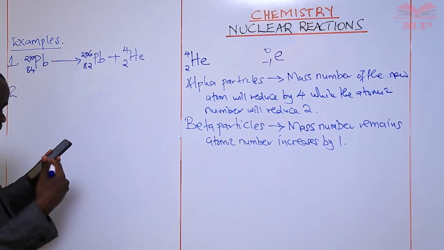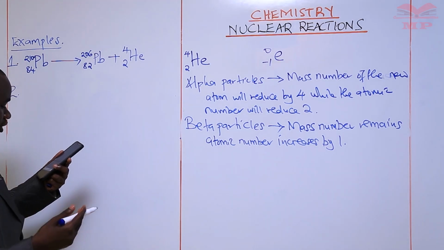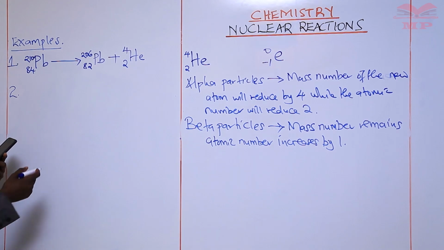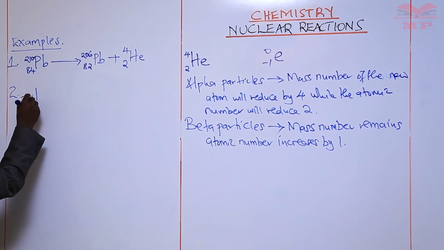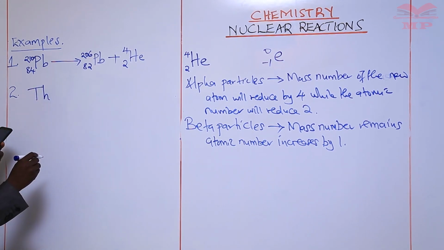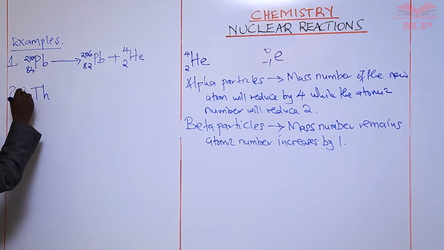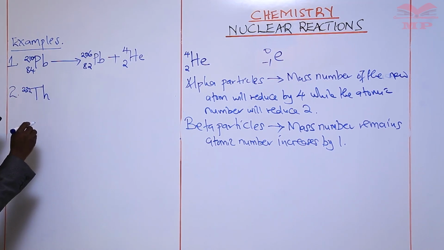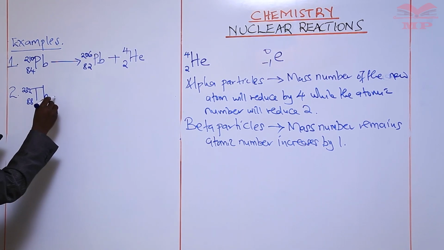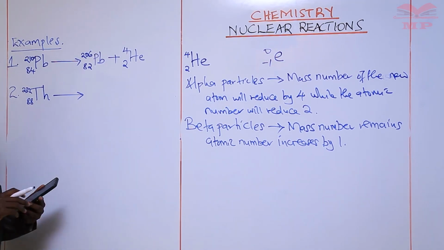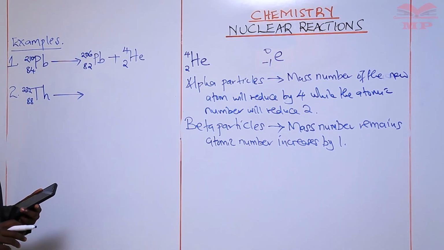Suppose a beta particle is emitted. How will the equation look like? I want us to consider this particle here, represented by letter TH. This one has a mass number of 232 and an atomic number of 88. So we have been told that this particle decays by emitting a beta particle.